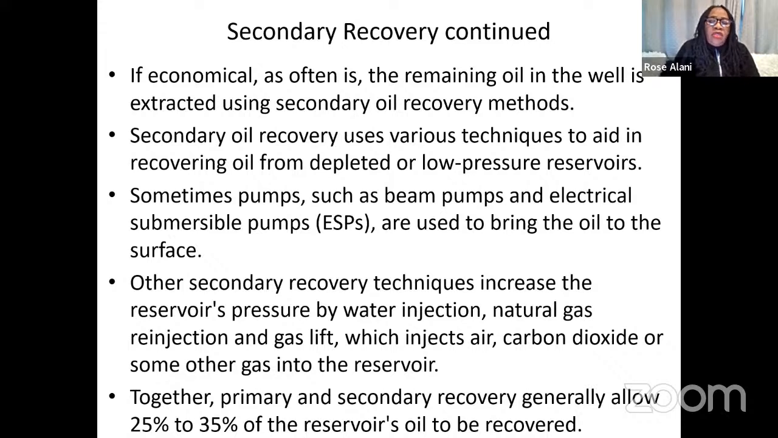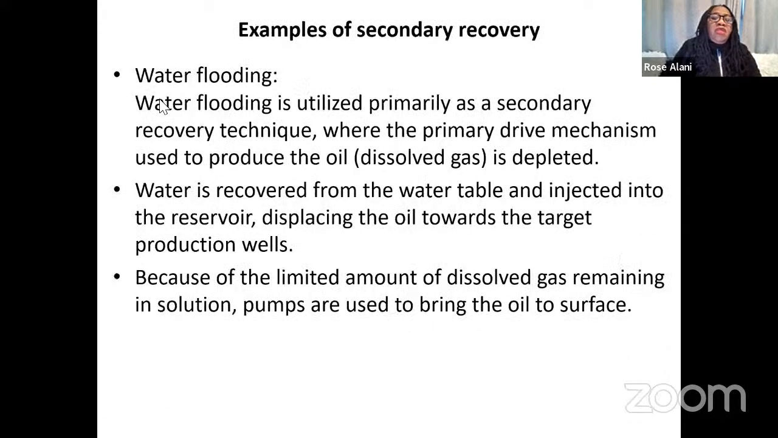So together with the primary recovery, secondary recovery generally allows 25 to 35% of the oil that is in the reservoir to be recovered. And then some examples of secondary recovery methods are water flooding. I've mentioned that you can pump water into the well and it will build the pressure. So that example here is water flooding.